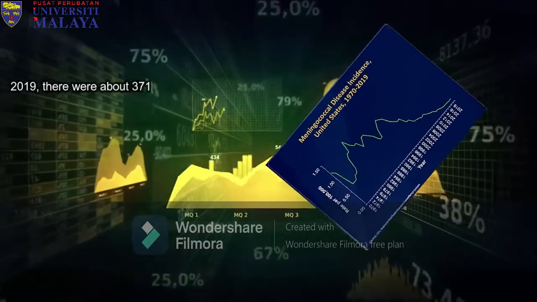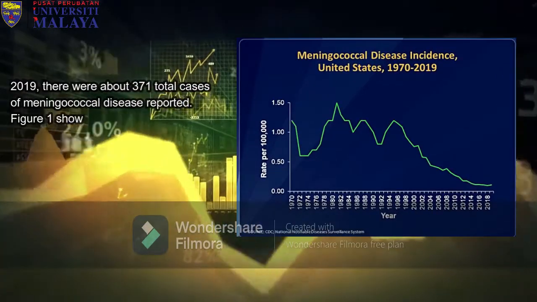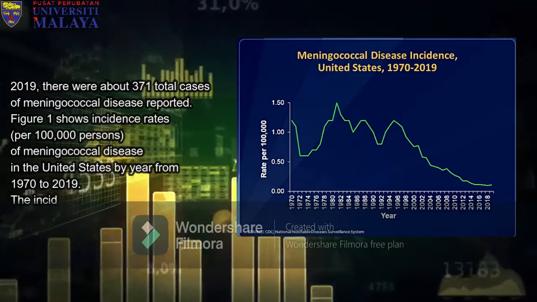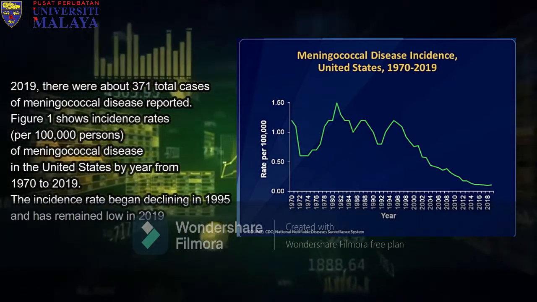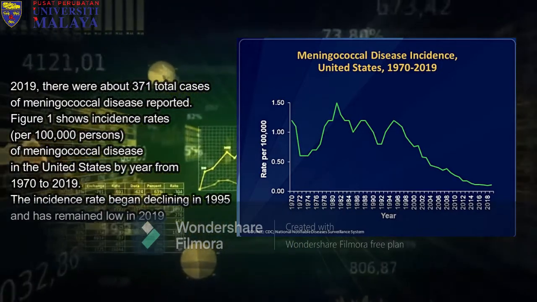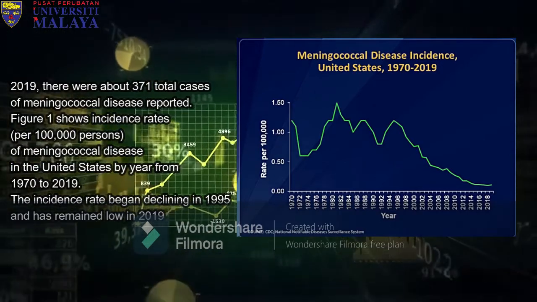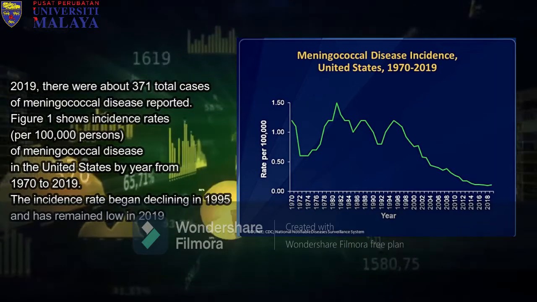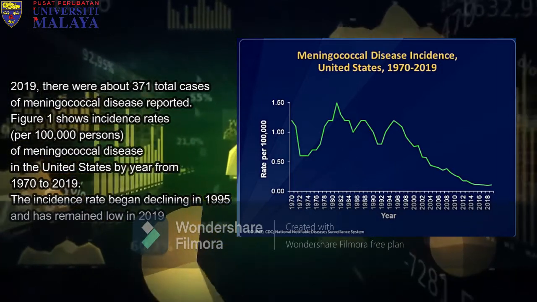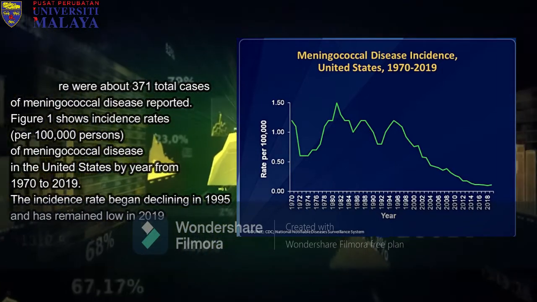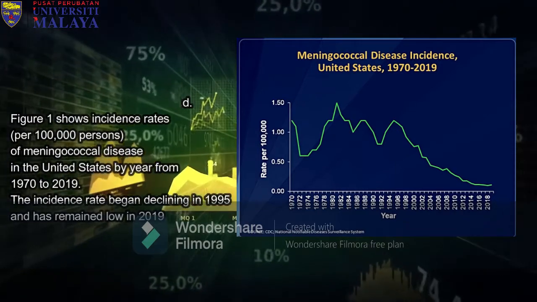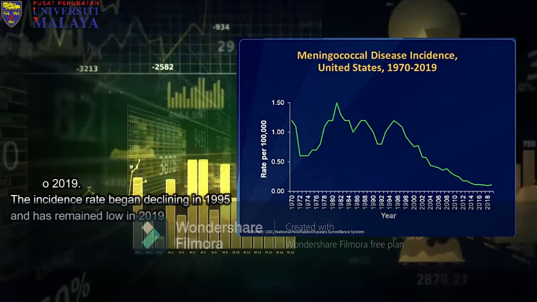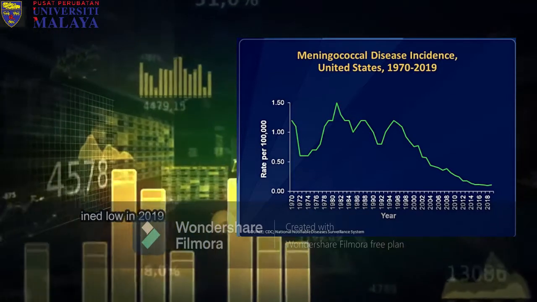As you can see in figure 1, in 2019 there were about 371 total cases of meningococcal disease reported. Figure 1 shows incidence rates per 100,000 persons of meningococcal disease in the United States by year from 1970 to 2019. The incidence rate began declining in 1995 and has remained low in 2019.